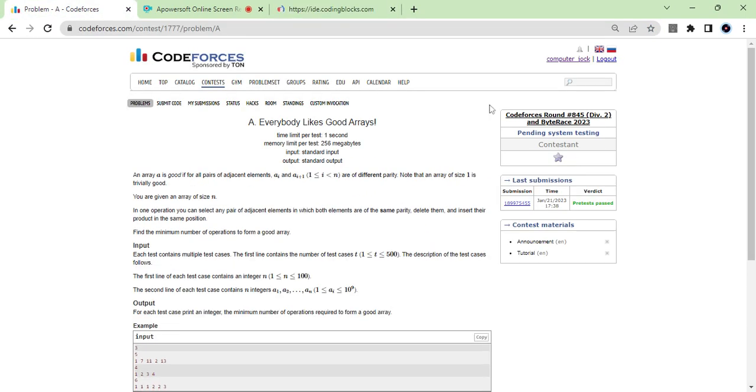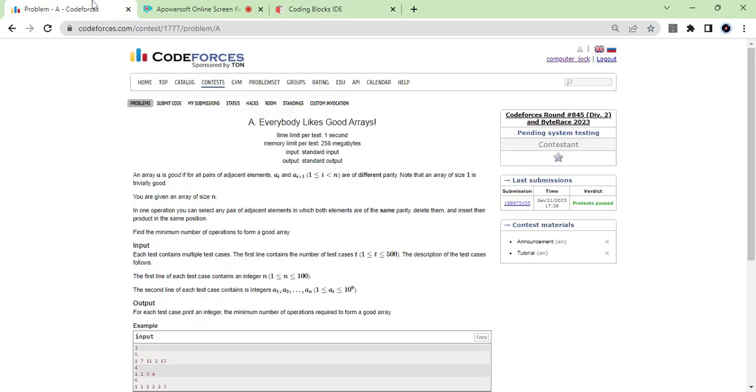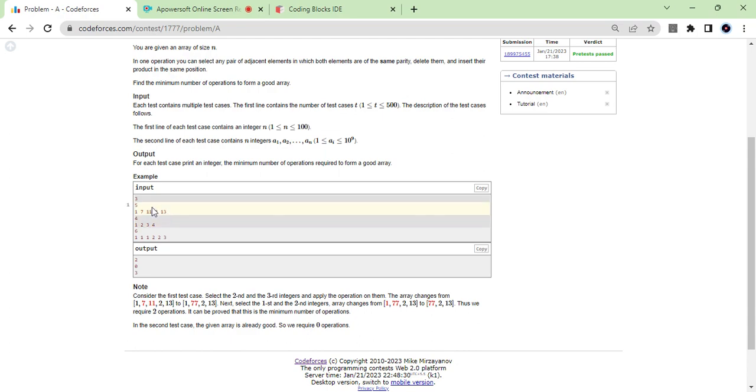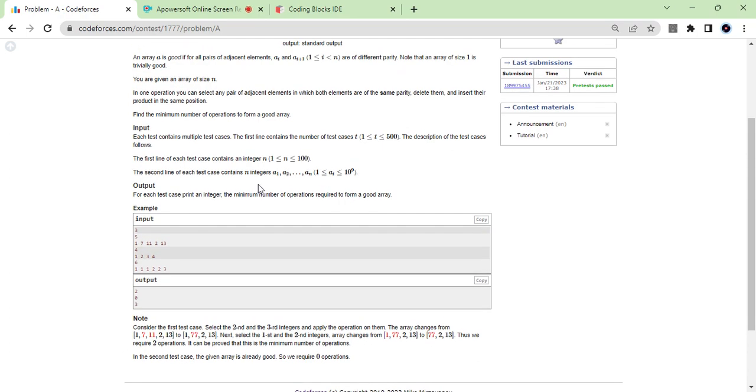We are starting with today's Codeforces contest 845 and ByteTrace 23. Problem number A. Let's start with this one. You have been given T number of test cases. Every test case contains a number n representing the size of the array. Then you have been given an array of n integers, and you have to return the minimum number of operations required to form a good array.